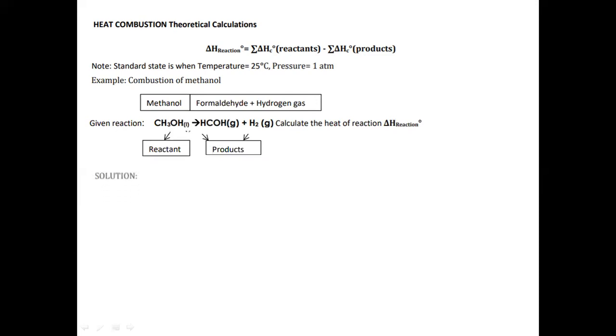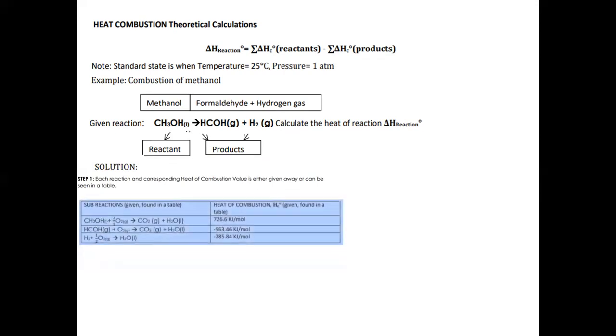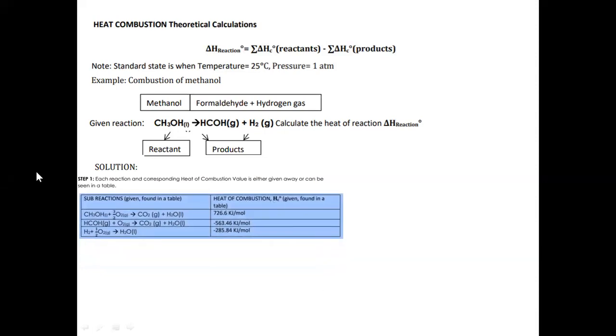Now, let's proceed with the solution. For the first step, each reaction and corresponding heat of combustion value is either given away or can be seen in a table. If you're going to encounter problem solving for heat of combustion theoretical calculations, I'm going to give you the stepwise reactions and their corresponding heat of combustion values. Okay, for this problem, it's already given as highlighted on the blue table. We have the stepwise or sub reactions and their corresponding heat of combustion.